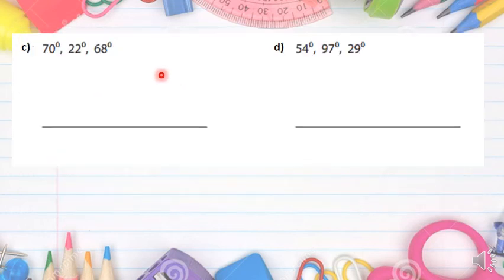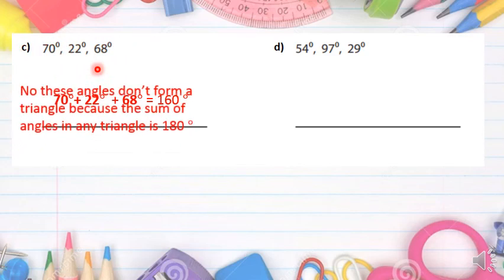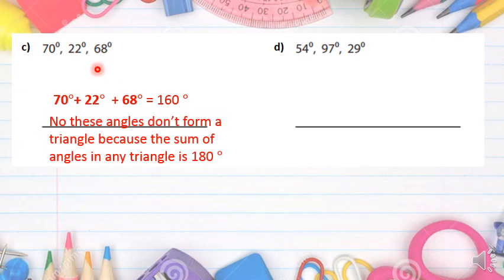Let's move to part C. Similarly, let's add these angles. Their sum is 160 degrees. It's less than 180. So, of course, no, it's impossible to have these angles in a triangle because the sum of angles in any triangle is 180 degrees.